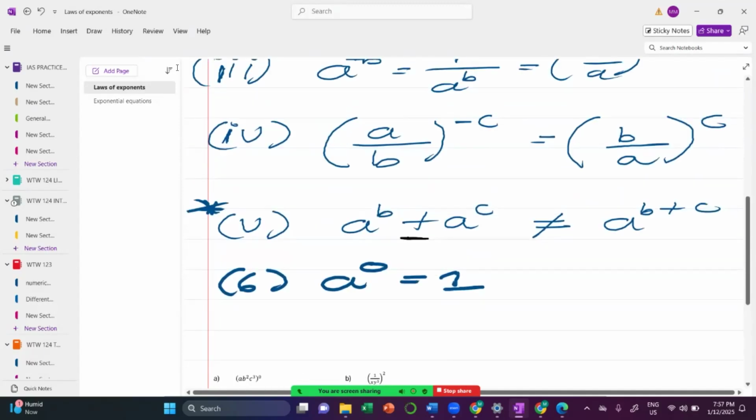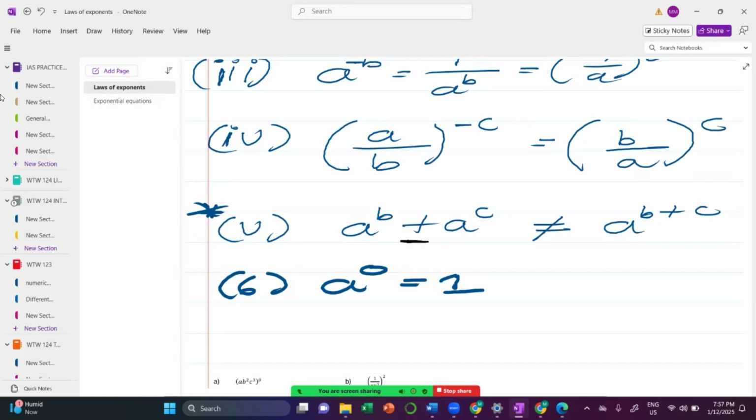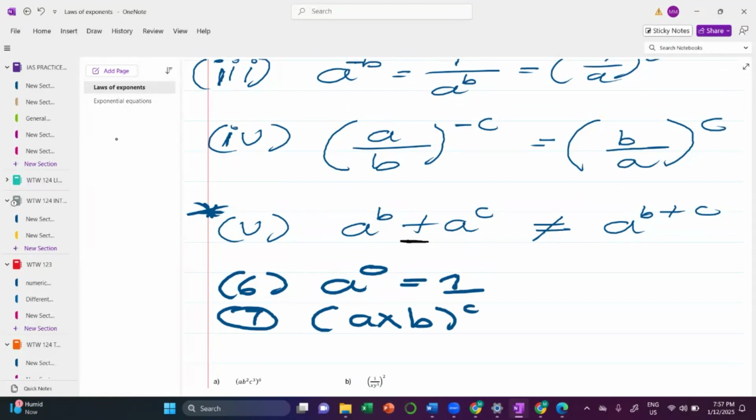Fine. So let me teach you a new one before I continue. Let's go to number 7. I want to show you something like this. Let's say I have A times B inside the brackets, but I'm raising it all to the exponent of what? C. I have different bases, but all raised to the same exponent.